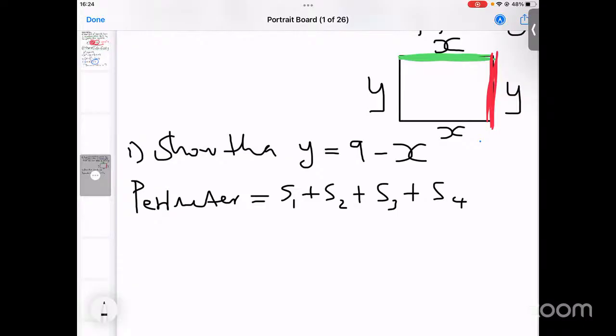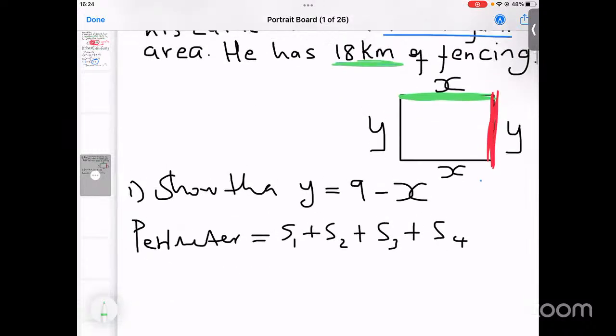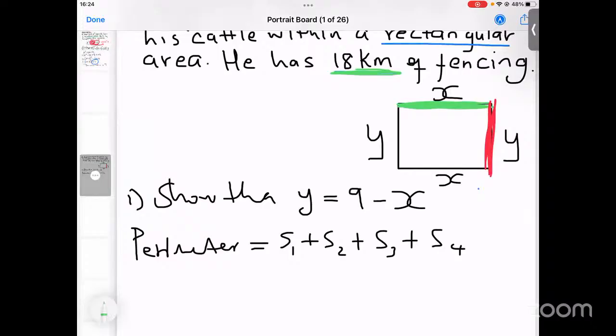Honorable member, why approach it that way? It's because you already know that the total length of the fence that is available is 18 kilometers. That we know most. The farmer has 18 kilometers of fencing. So that means we have to make sure that those 18 kilometers are able to fence in a rectangular shape. So that 18 kilometers must make this shape of that side, that side, that side, that side, with that side being equal to that side.